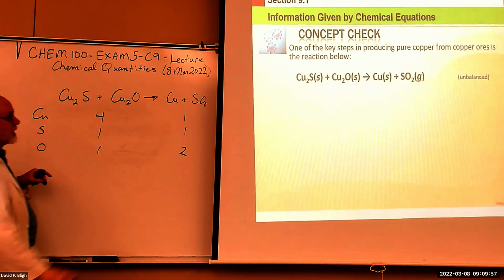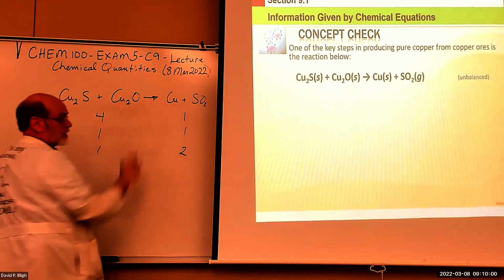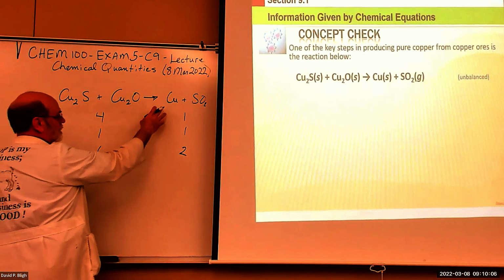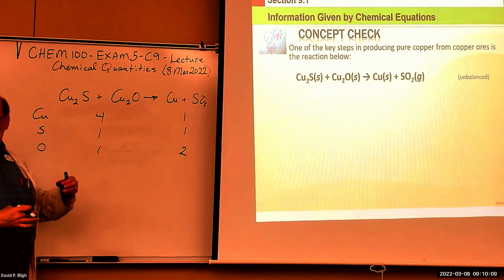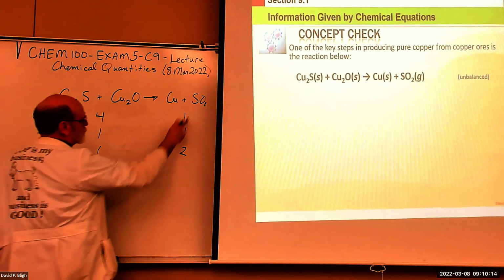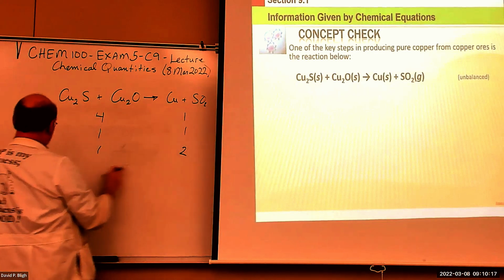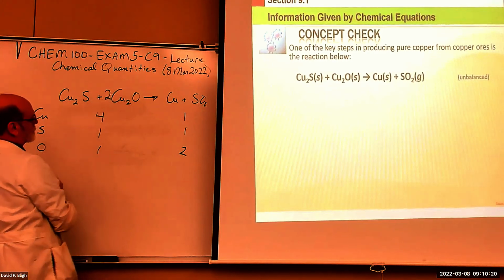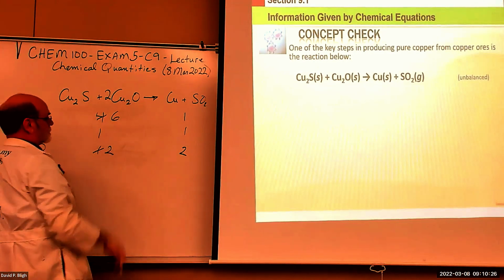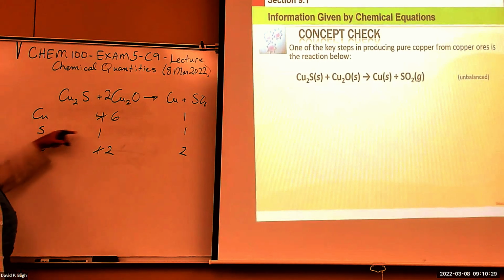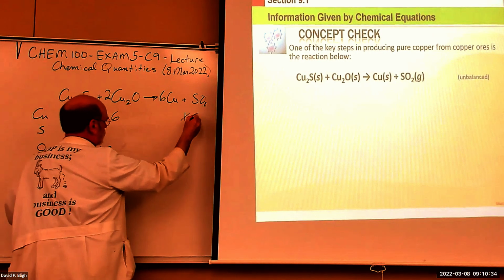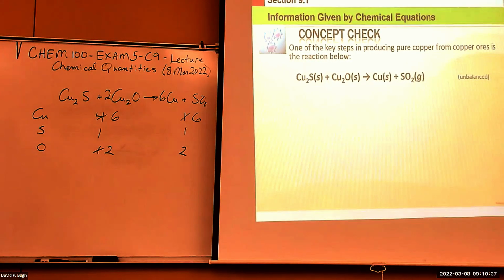Typically, one of our tricks is we hold those elements out to the last, in case there's any change elsewhere, since a coefficient in front of copper will only change the copper. So let's focus on something else, say the oxygens. If you have 2 oxygens over here, then we put a 2 here. That would give us 2 oxygens, but it would also give us now 6 coppers, right? And we still only have 1 sulfur. So now we can put a 6 in front of this copper. And we're balanced. Okay?